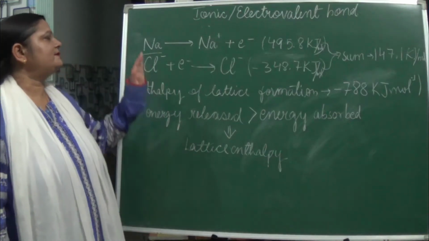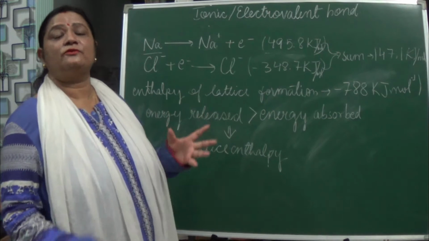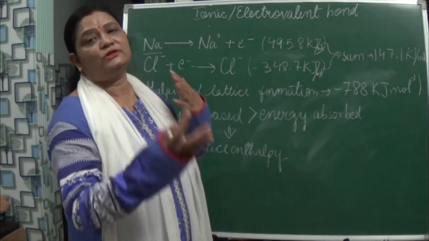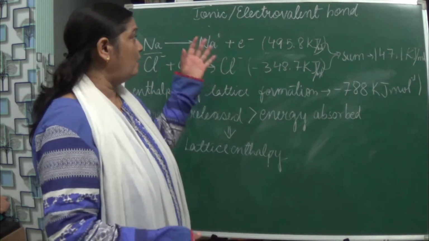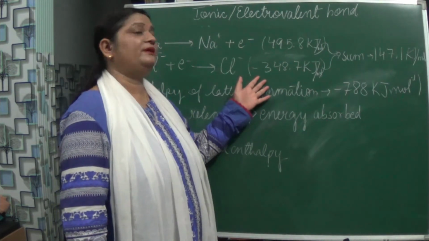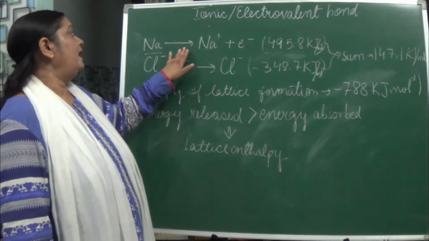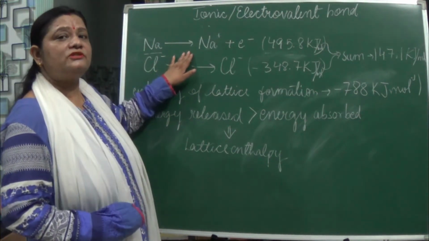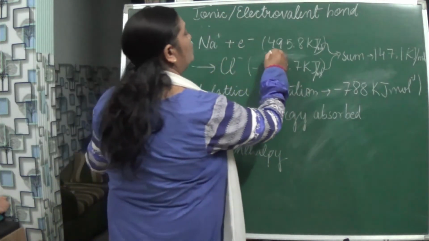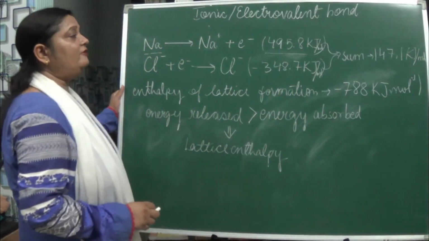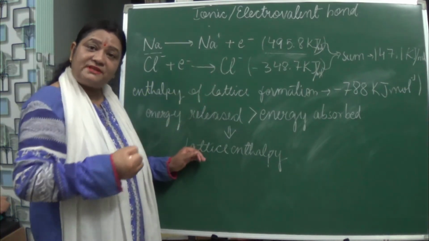Now let us study ionic or electrovalent bond with the help of an example. The common example is sodium chloride, in which we have studied that sodium gives one electron to chlorine. So here transfer of electron is taking place, but now we will study it with the help of ionization enthalpy and electron gain enthalpy. Here an electron is removed from the outermost shell of sodium. The ionization enthalpy required was 495.8 kilojoule per mole.